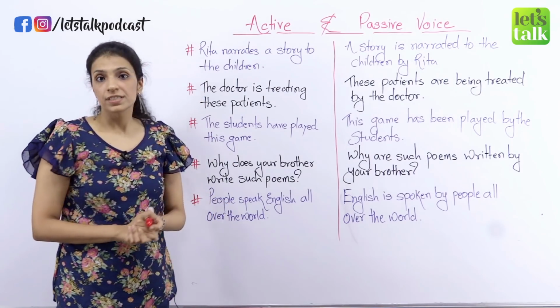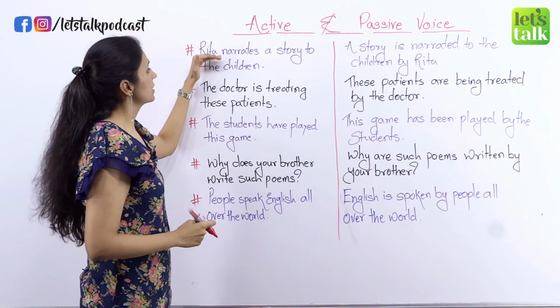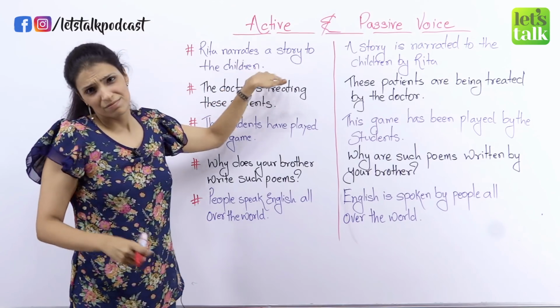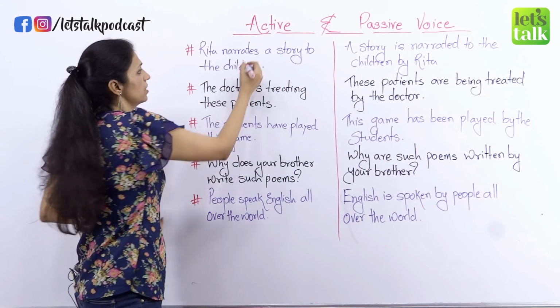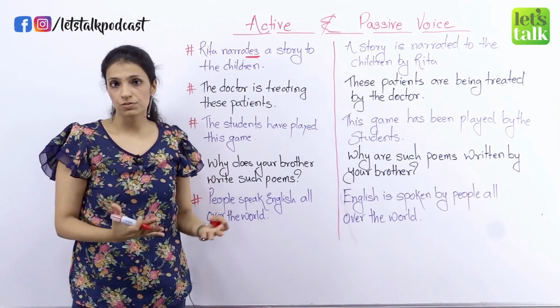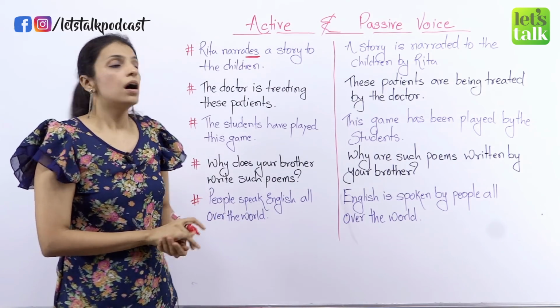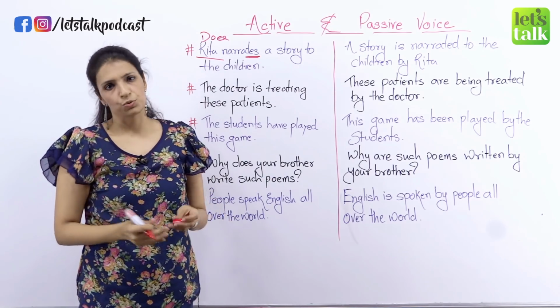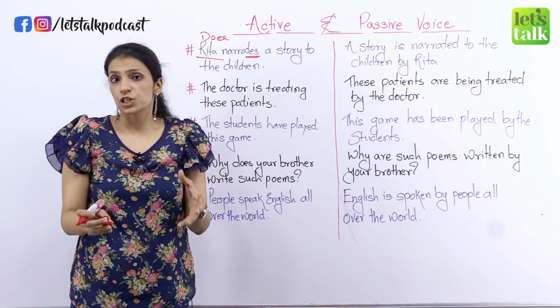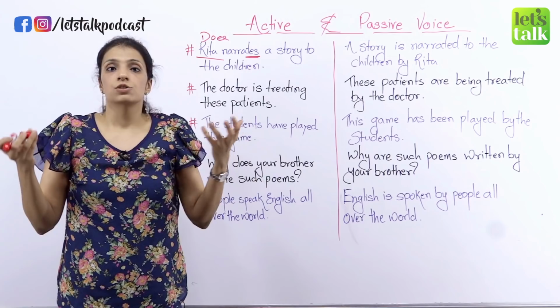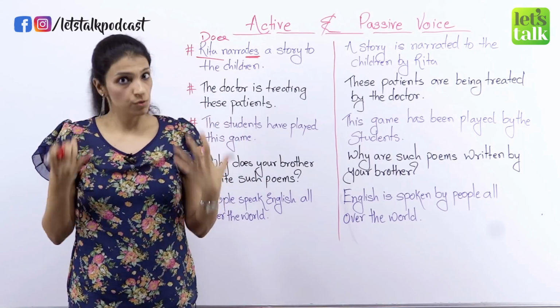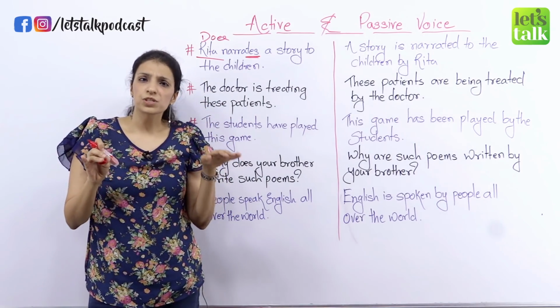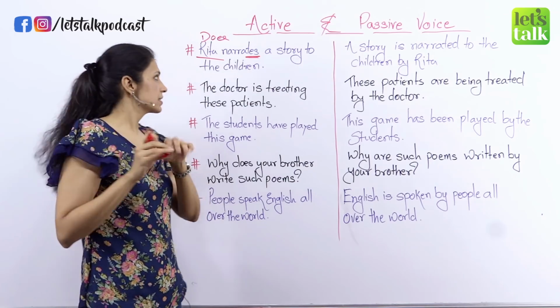Yes, so my first sentence goes, Rita narrates a story to the children. Simple present tense, okay? She narrates a story to the children. Now, she is the doer of the action or the subject, what you may say so. And we have an object. You'll have learned this in simple sentences. So far you have a subject, you have an object, you have a verb, okay? So it's the same thing. We're just going to play around a little bit with these.